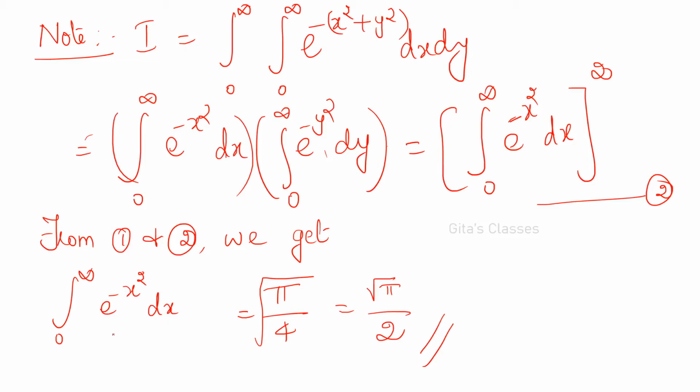So even if you are asked to prove this, we can evaluate this integral 0 to infinity, 0 to infinity e power minus of x squared plus y squared dx dy. If you integrate, then you can find out this is pi by 4, and from this we can deduce this result also. Okay.